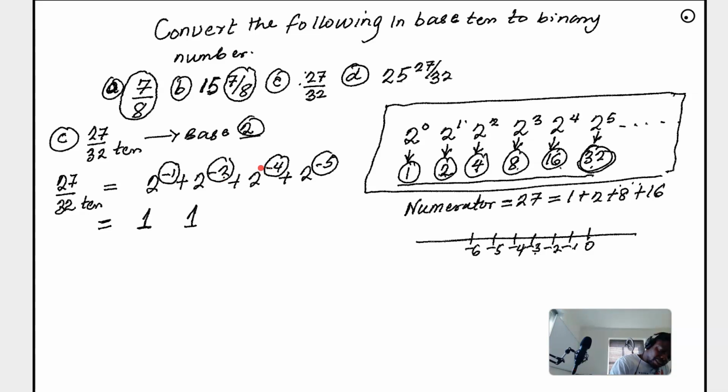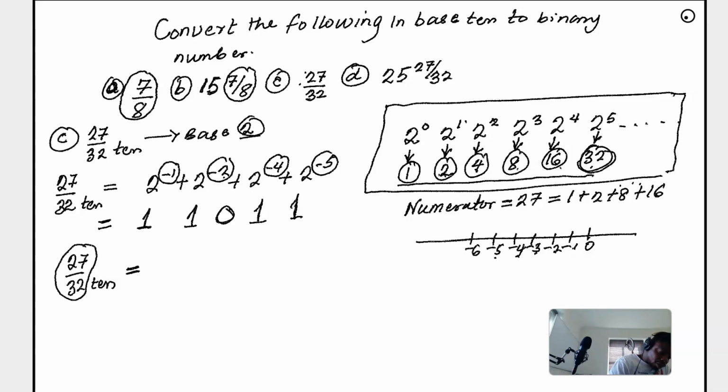After minus 2 is minus 3. Is minus 3 present here? No, minus 3 is missing. Put 0. After minus 3 is minus 4. Is minus 4 present here? Yes, you put 1. After minus 4 is minus 5. Is minus 5 present here? Yes, you put 1.